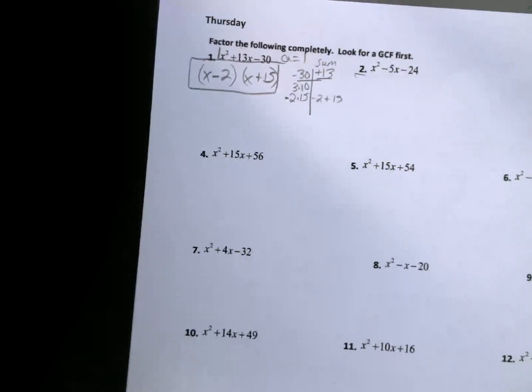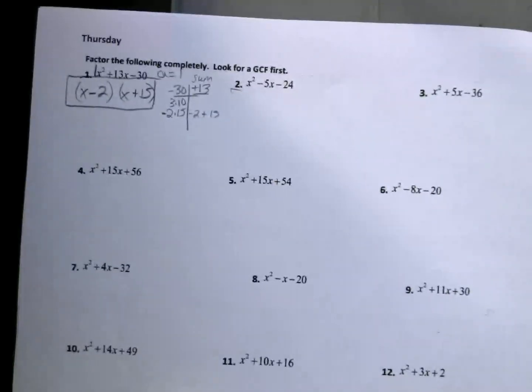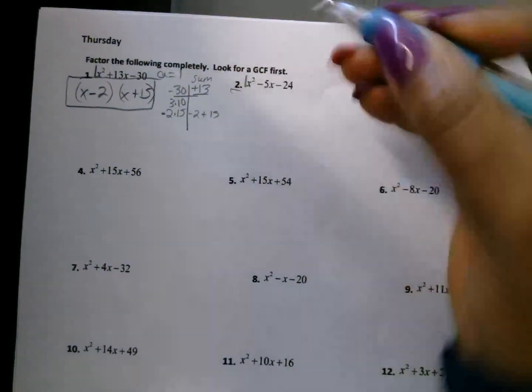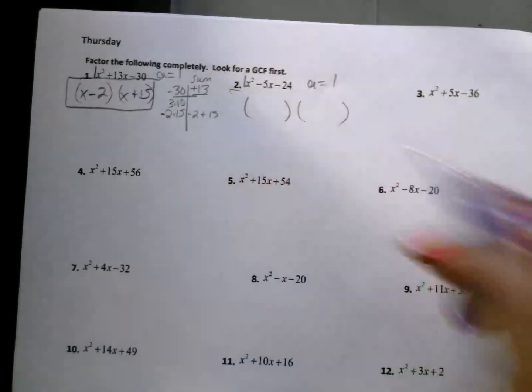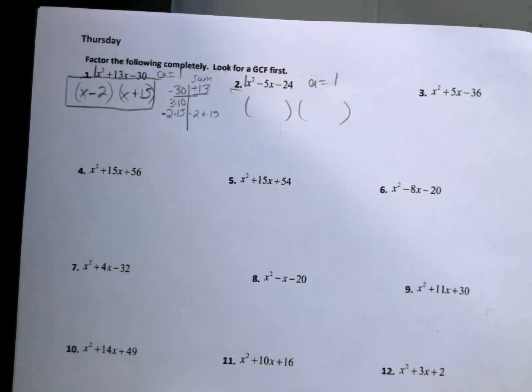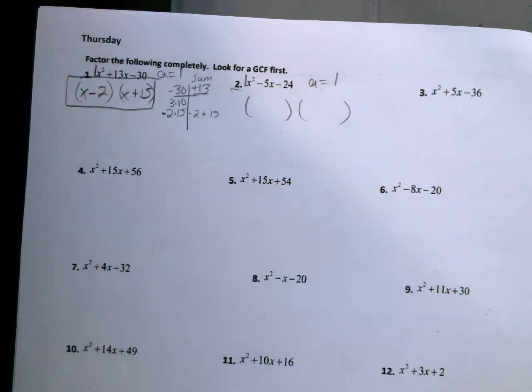You are going to have a problem like this on your quiz. Are y'all okay? All right, number 2, same kind. The A here is equal to 1, so you automatically assume that it's going to be two binomials. If at any time you can't factor it, the answer is just going to be prime. All of these so far we've been able to factor, but if you come across one that you cannot factor, the answer is just going to be prime.